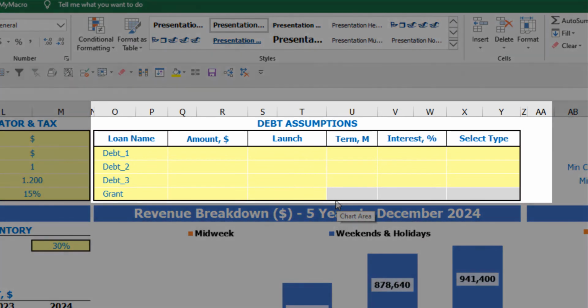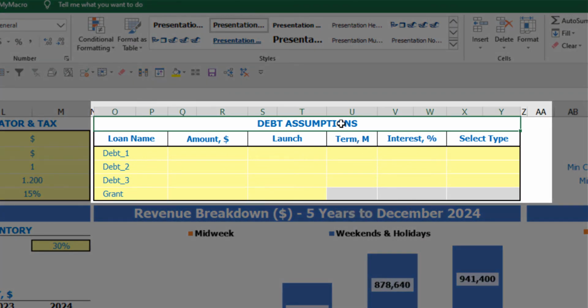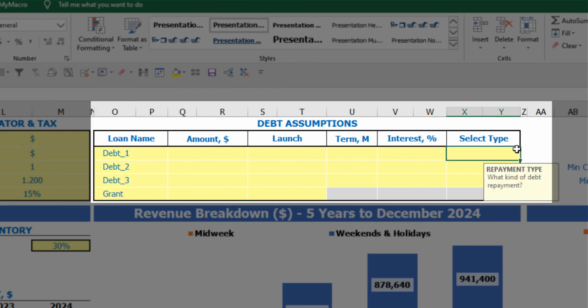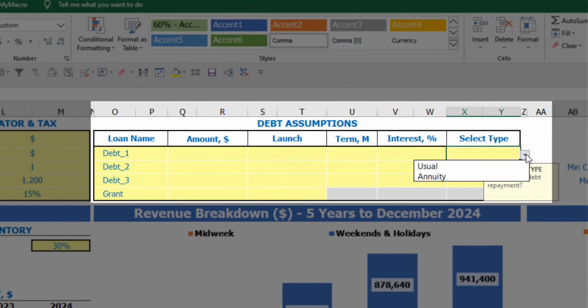Also on the top of the dashboard we have debt assumptions. Let me show you how it works. For each debt we are able to select the debt type. There are two debt types in the model, which are annuity and usual. Annuity means that each monthly payment, which consists of your debt repayment plus interest expenses, will be equal each month.